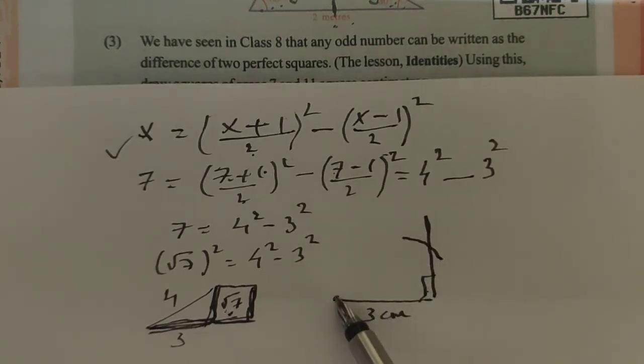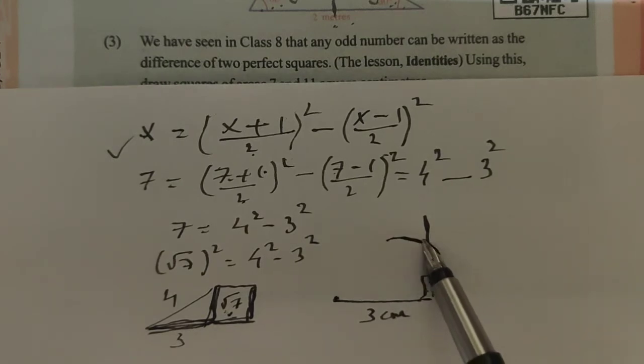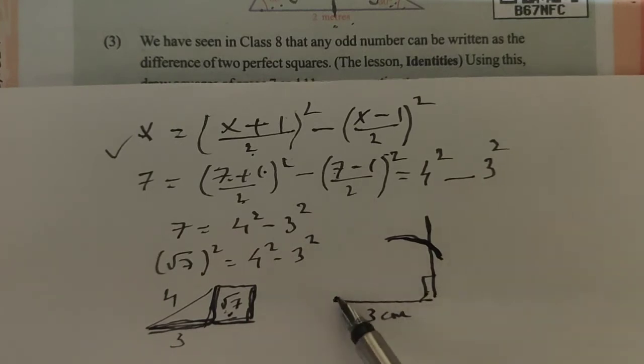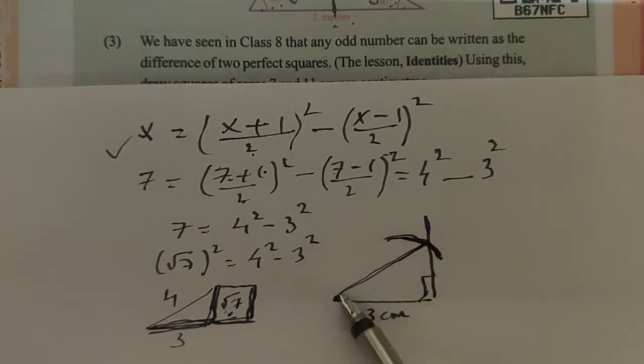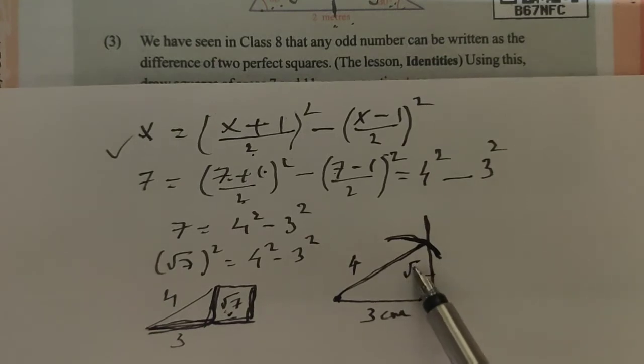By pointing here, you know how we construct a triangle. That is this 3 and this angle is 90 degree. Then pointing here, you take an arc of 4 centimeter. This is hypotenuse 4 centimeter. Therefore, you get a triangle like this. And now this side is 4 centimeter and this side is root 7 centimeter.